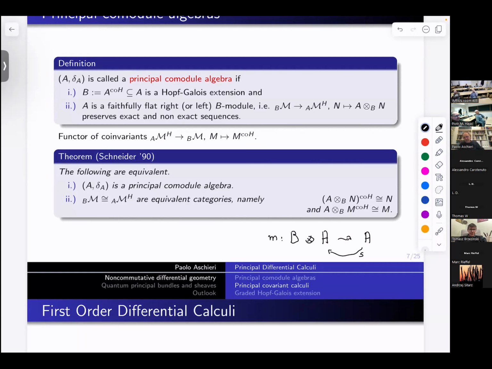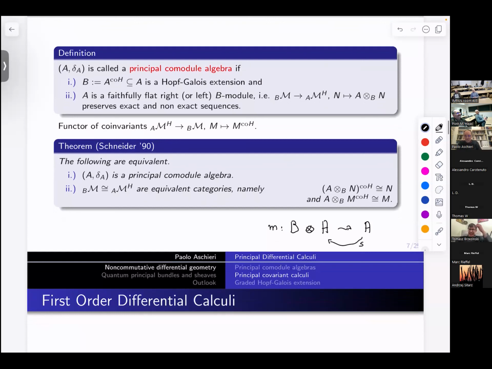Thank you for this last generalization, which I didn't know. Yes, so the equivariant projectivity. Can I also make a comment? Hi, Paolo. Yes, of course, you're very welcome.